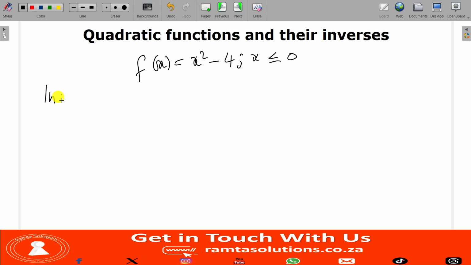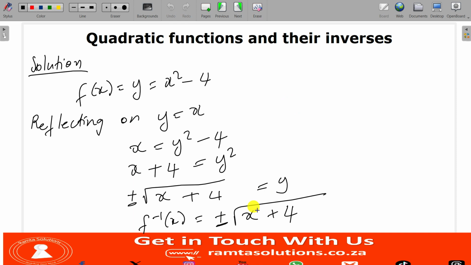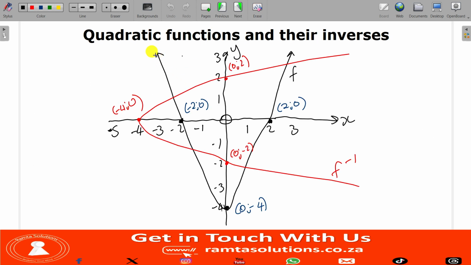If you recall, we said the inverse is plus or minus the square root of x plus 4. Let me remind you guys, this is what we said here, right? The inverse is the square root of x plus 4, isn't it? So let me show you on the curve. You see, this is the inverse, as you can see.